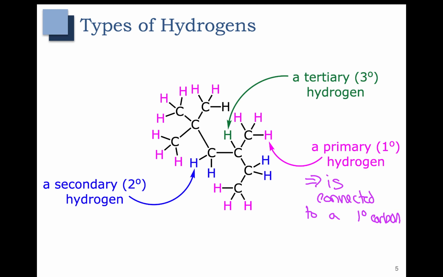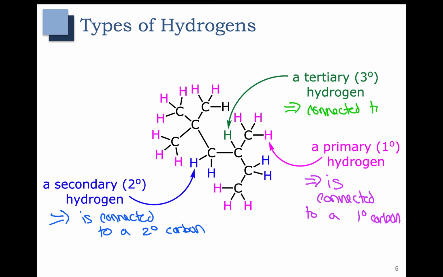A secondary hydrogen then is connected to a secondary carbon. And that's the case here. This blue hydrogen is connected to a carbon that's connected to two other carbons. A tertiary hydrogen then is connected to a tertiary carbon. There's only one tertiary hydrogen in this picture, and you can see the carbon that it's attached to. This is the tertiary carbon right here. It's connected to three other carbons.